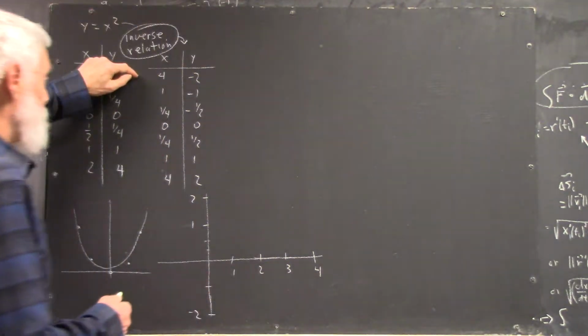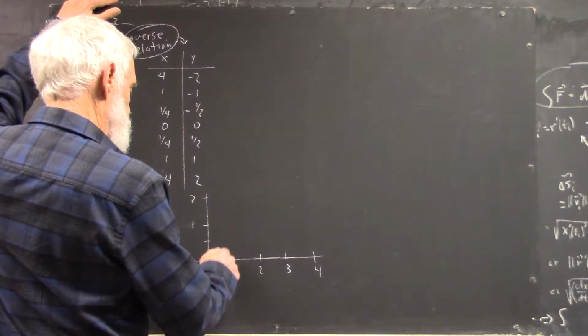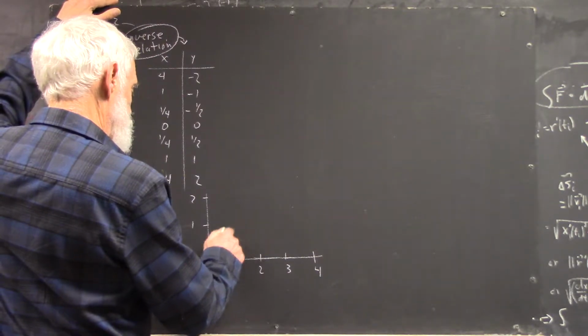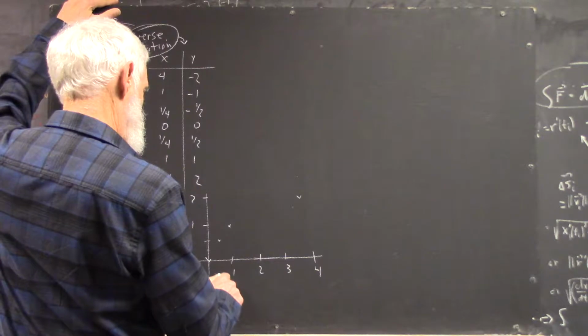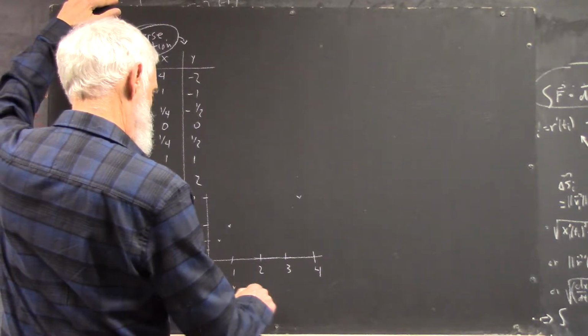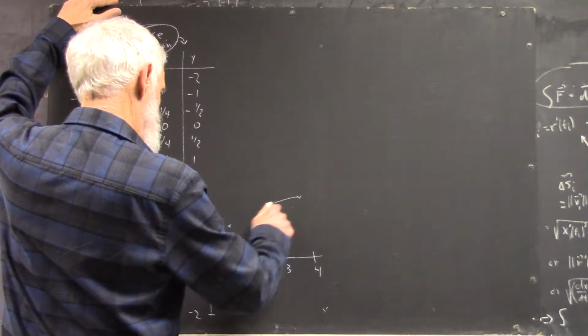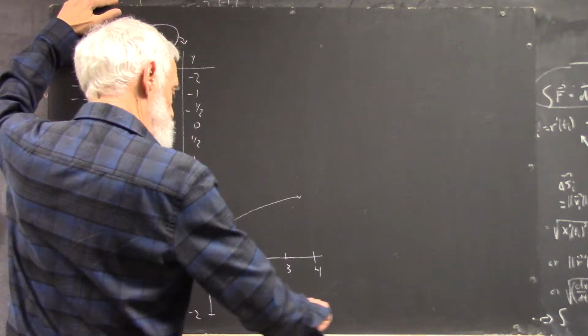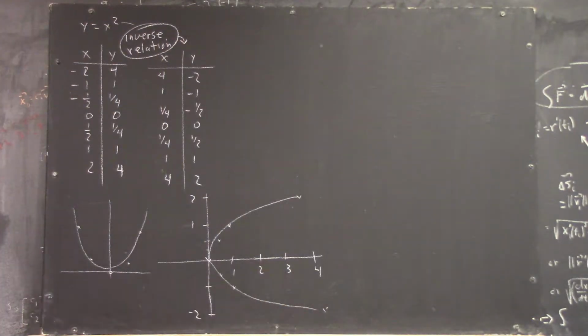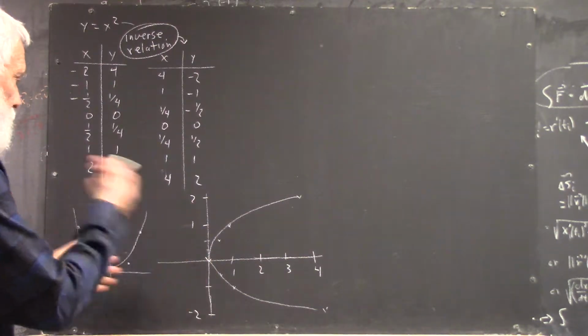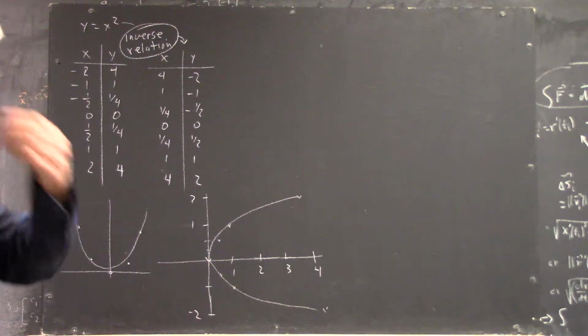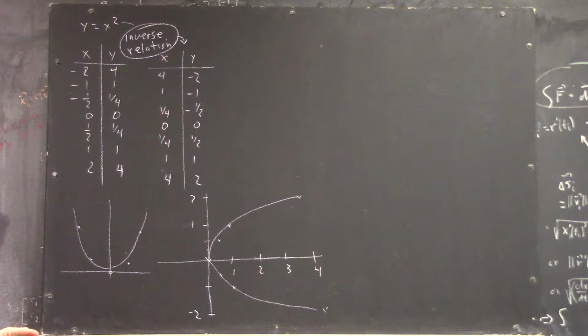Okay. Well, anyhow, we plot these points and we get something like this. And we've actually done a little bit of this, and that just kind of turns this graph over in a way. That kind of flips it this way and then rotates it. Okay? So this is the inverse relation.